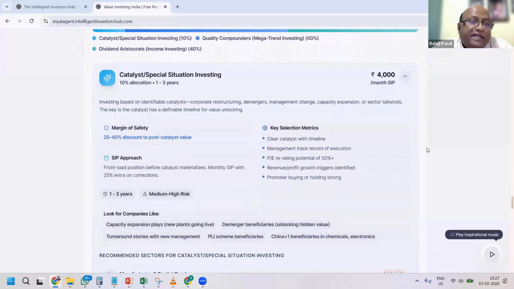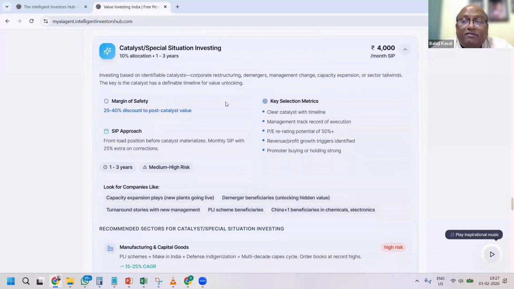Investing based on identifying catalysts, how to do it. Safety margin, it is giving more insight into what that means and what we should be doing. Key selection criteria, it is giving a clear catalyst within a time frame, when the corporate announcement is there, the management is working on that, the PE ratio potential is going to grow and so forth. And again, a catalyst may take 1 to 3 years, or maybe months, based on how that event is panning out. Some expansion is happening, by when it is going to happen, when that money starts rolling into the company.